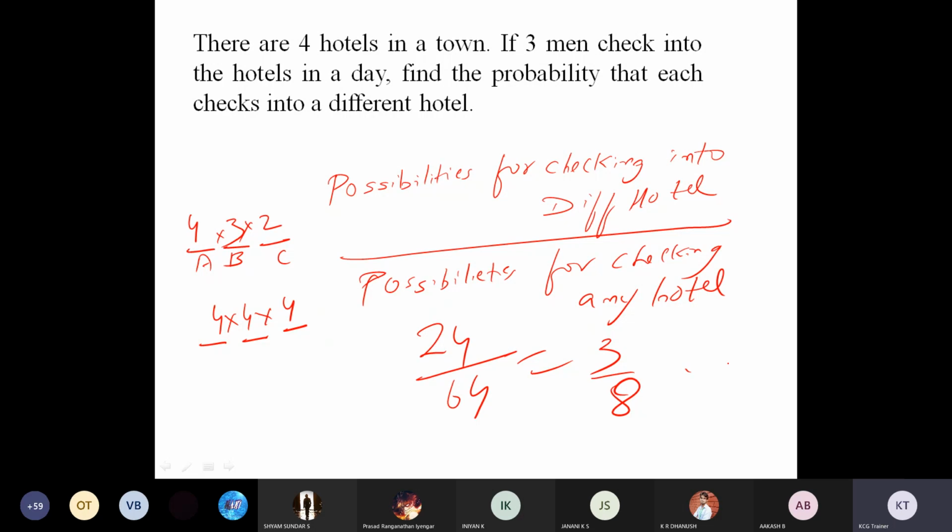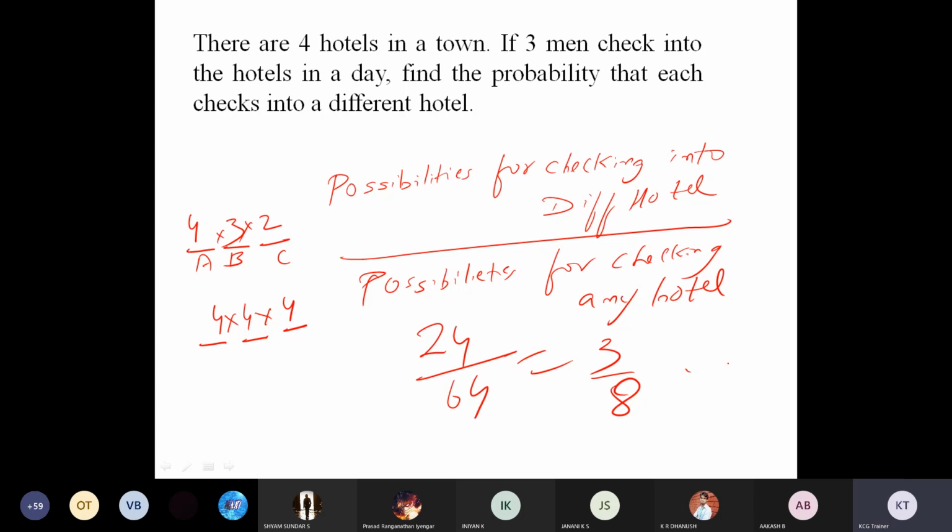Different hotel means that if the first person selects a hotel out of the four possibilities, the second person should select out of the three possibilities. Because whichever hotel the first person has selected, it won't be possible for the second person. So we are left with only three hotels. The third person is left with only two hotels. So 4 into 3 into 2, 24 is the possibilities for checking into different hotels.